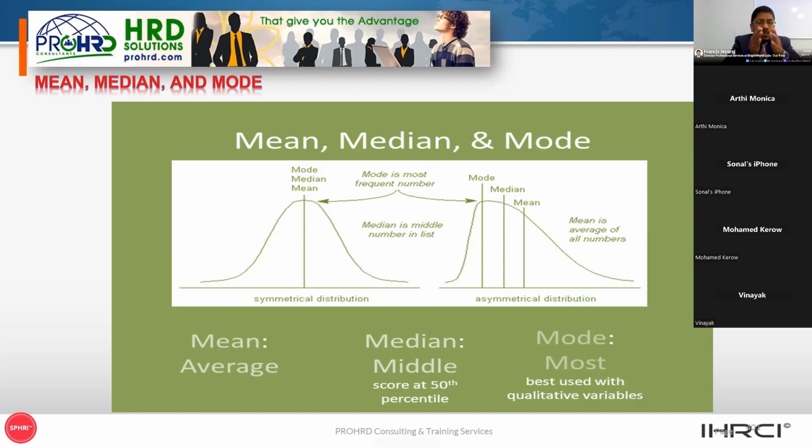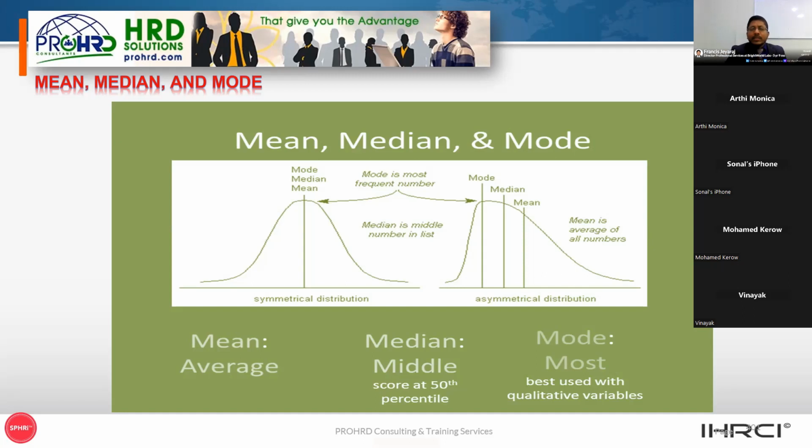50% of the people are below this, and 50% are above this. You get more clarity on the data set, right? You agree? Otherwise, the mean, which goes with the average, will always mislead you.